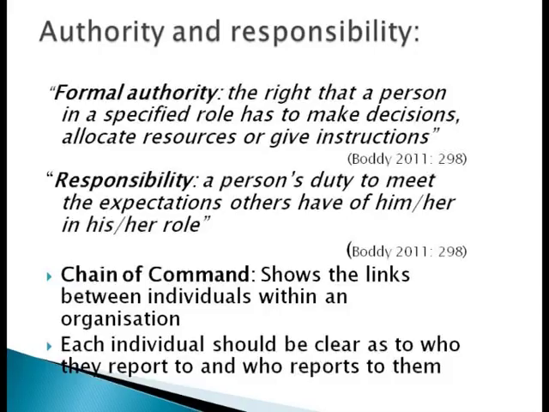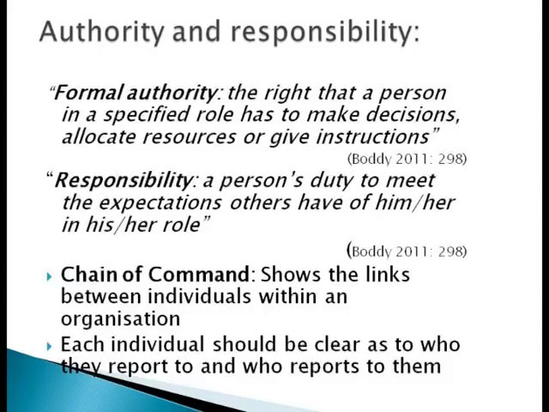So we have a thing also called authority and responsibility. So we have structures, we have specialization, we have spans of control, and we have these things called authority and responsibility. Authority then is the right of a person in a specified role to make decisions, to allocate resources or give instructions. So I have a clear formal authority in my role.